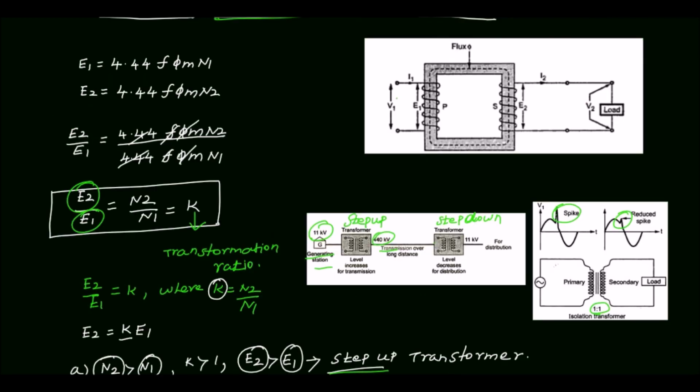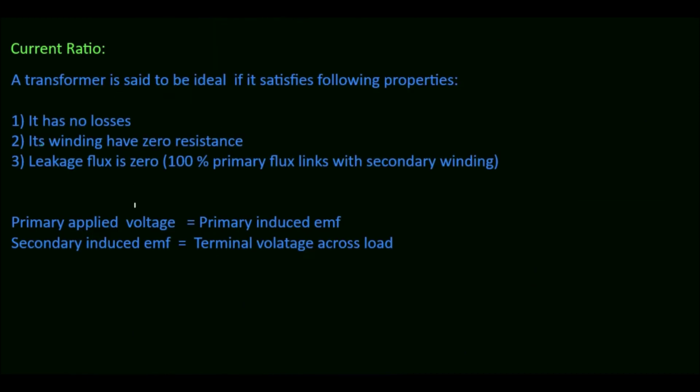In this, V1 is the primary applied voltage, E1 is the induced voltage at the primary side, I1 is the primary current, E2 is the secondary induced EMF, I2 is the secondary current, and V2 is the terminal voltage across the load. Next we will discuss the current ratio. For this we will assume that the transformer is an ideal transformer. A transformer is said to be ideal if it satisfies the following properties.